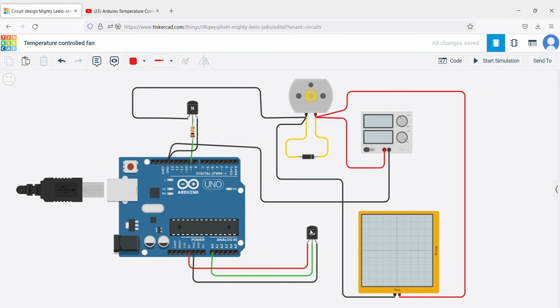Here is my project for DIY assignment 2, which is a temperature control fan. The basic principle behind my project is that when the temperature of the surroundings exceeds a certain value, the motor of the fan will start to rotate.